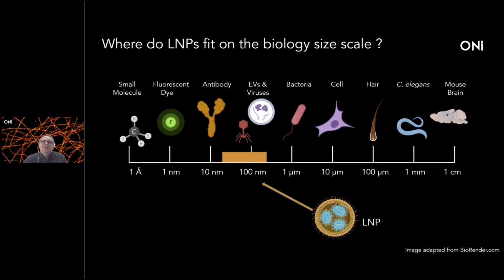So to go there, we first need to understand where the lipid nanoparticles fit on a biological scale. We all know that lipid nanoparticles are very small, as it already says in the name, nanoparticles. So you can see that the size varies, and it can be somewhere between 30 nanometers up to 150 nanometers. As you can see here in this diagram, they belong to a size range where you will find things like extracellular vesicles or viruses.